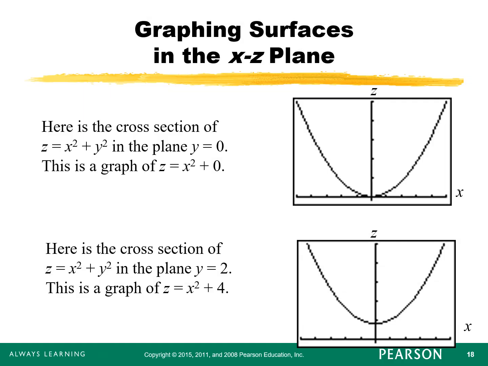So we are seeing the function z equals x squared, right? Because y is equal to 0. In this part we are seeing the graph of z equals x squared plus 4, because y is equal to 2, and when we put these into z equals x squared plus y squared, the graph will be z equals x squared plus 4.